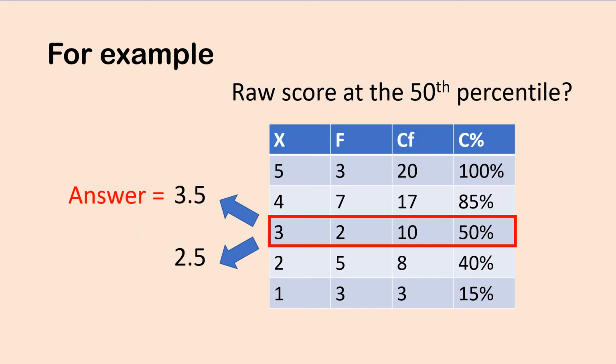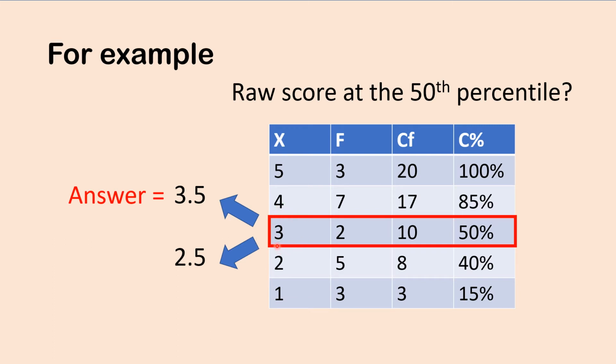So for example, if a question asks what is the raw score at the 50th percentile, the idea here is you don't need interpolation to answer this question, because the 50th percentile is actually within the table. But the trick here, and the caveat which I'm trying to emphasize, is that if we see the 50th percentile, we can go across the table to the raw score and see that it is a value of 3.